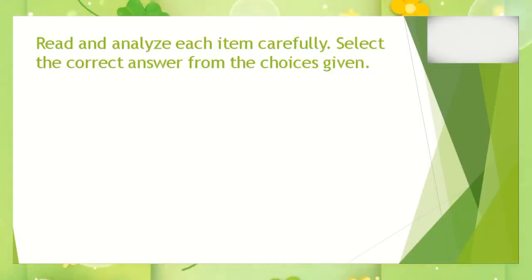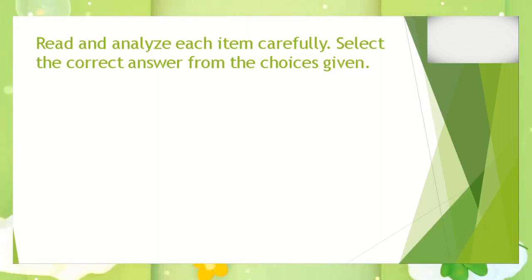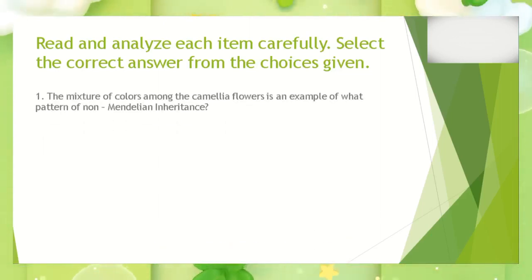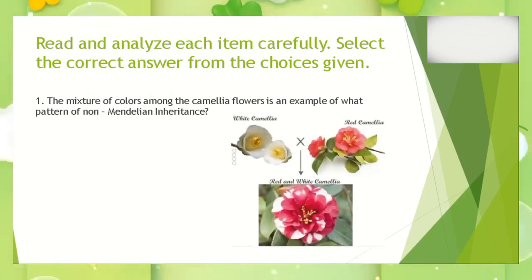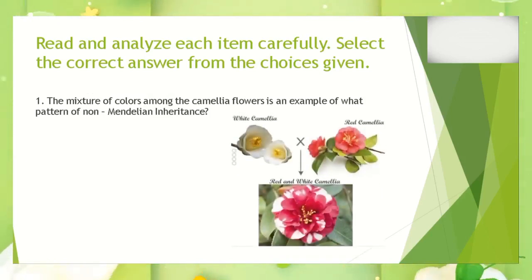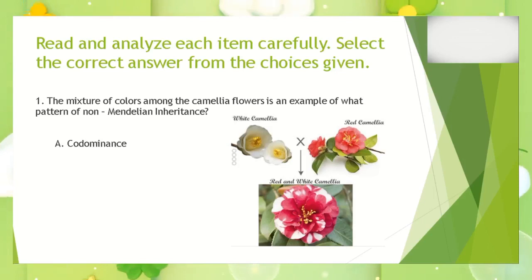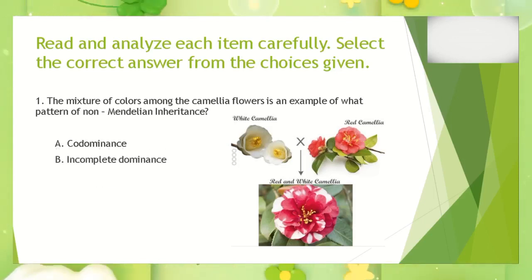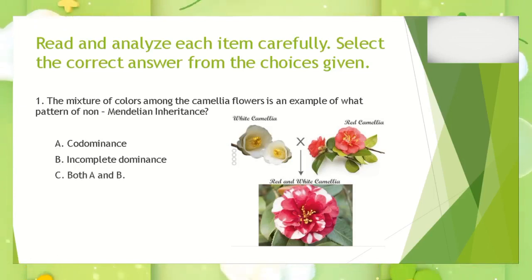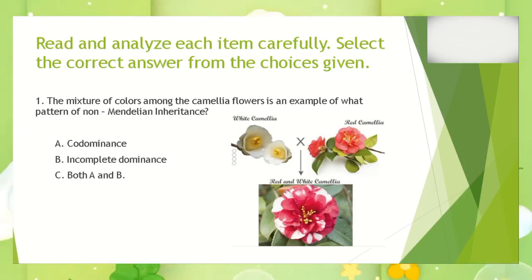So now that we are done with our lesson, let us try to evaluate how much you have learned about incomplete dominance and codominance. So please read and analyze each item carefully and select the correct answer from the choices given. So here are the questions. Number 1. The mixture of colors among the camellia flowers is an example of what pattern of non-Mendelian inheritance? Letter A, codominance. Letter B, incomplete dominance. Letter C, both letter A and B. So you have 5 seconds to choose for your correct answer.